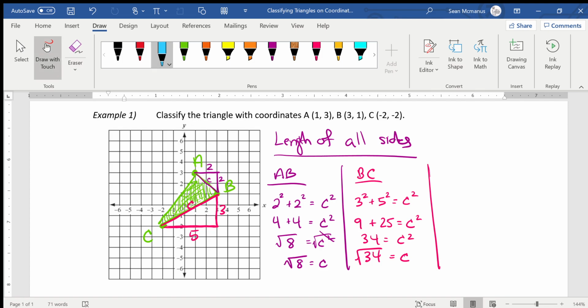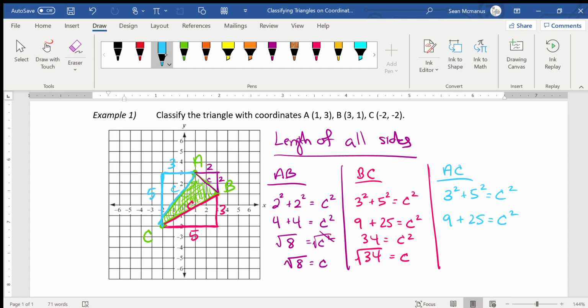And then my last side is side AC or CA. Let me do that one in blue. Make a triangle. This vertical side is 1, 2, 3, 4, 5. And the horizontal side on top is 1, 2, 3. So I can do the Pythagorean theorem on this side also. So 3 squared plus 5 squared equals C squared. And if I look, AC and BC are the same numbers, so we're going to end up with the same result, but we'll finish it off here for practice.